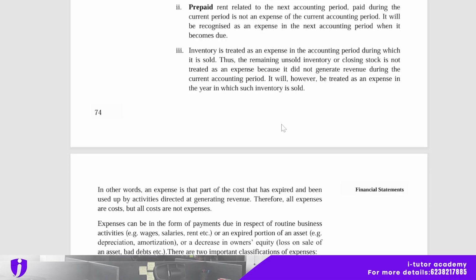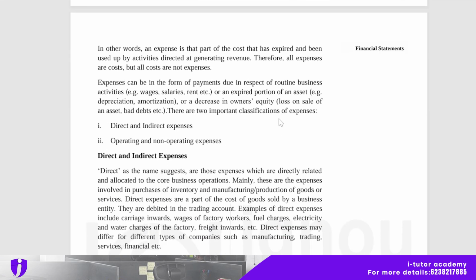Inventory is treated as an expense in the accounting period during which it is sold. Thus, the remaining unsold inventory or closing stock is not treated as an expense because it did not generate revenue during the current accounting period. In other words, an expense is that part of the cost that has expired and been used up by activities directed at generating revenue. Therefore, all expenses are costs, but all costs are not expenses.